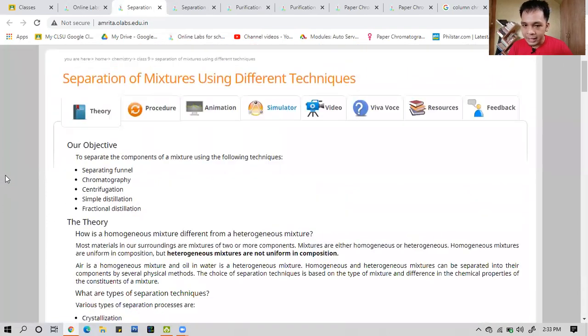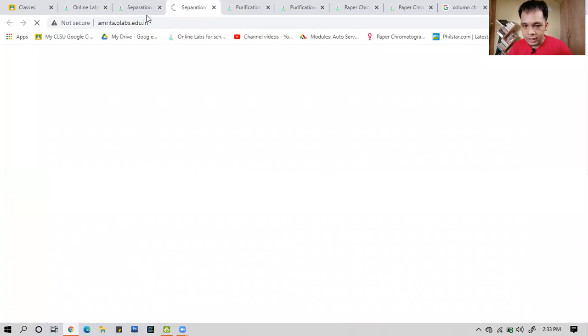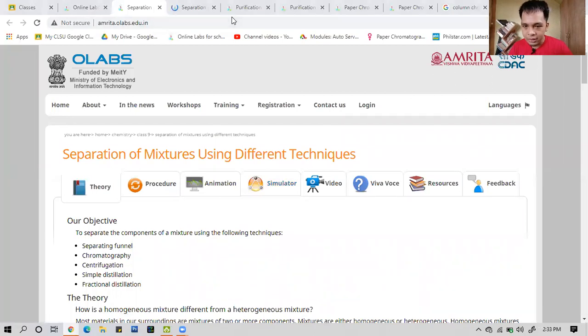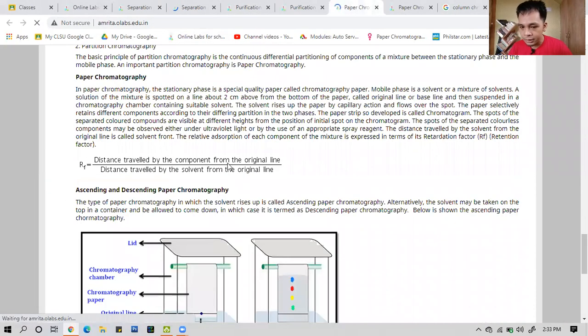Now, what we will discuss first is distillation. Next is crystallization. And last is our paper chromatography.